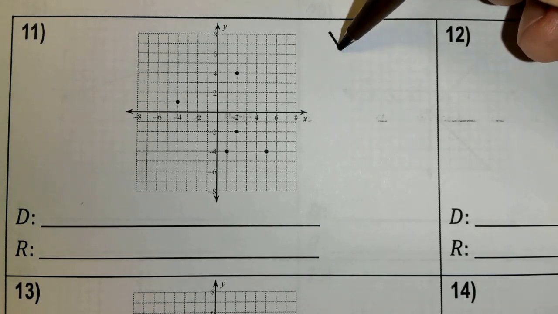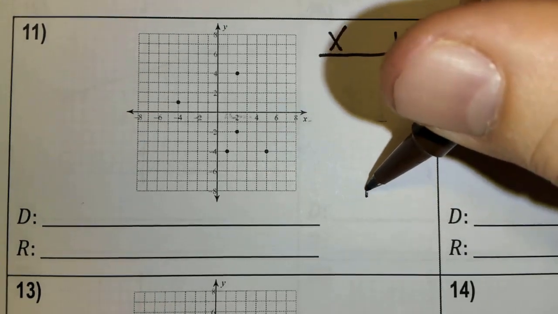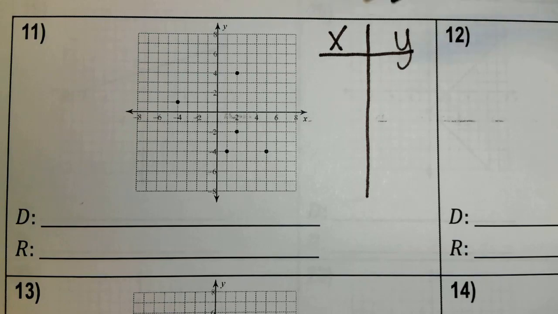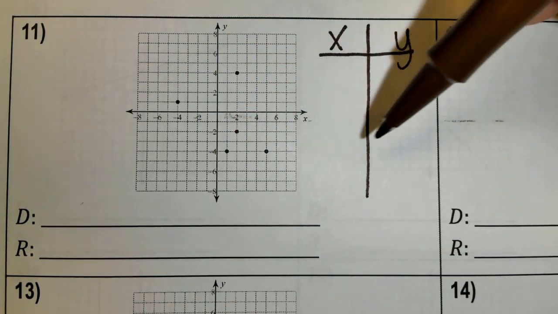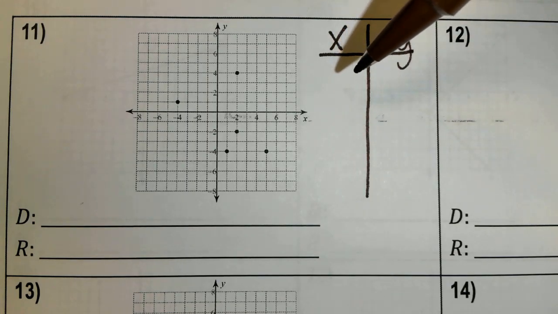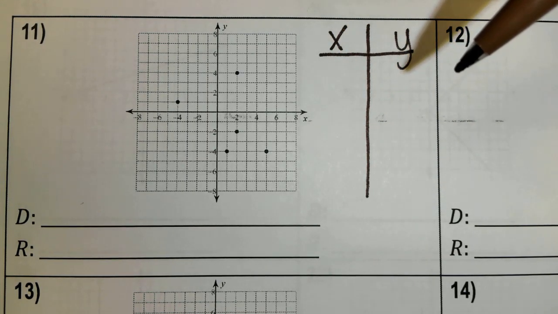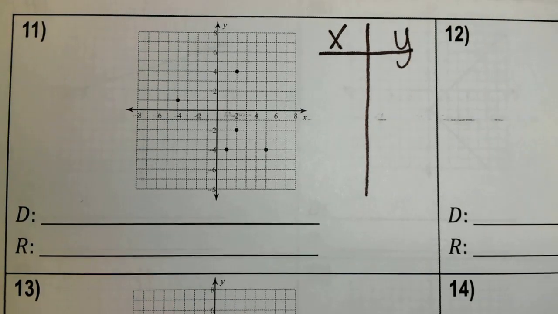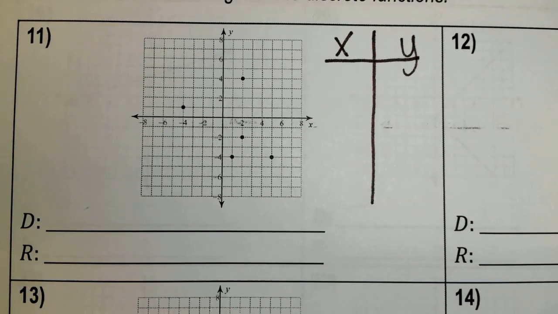So what I'm going to do is make a table. So I have x and y. And I'm going to list the coordinates for every point that I have on here, and that way I have domain on my x and range on my y. If you just list them out on a table, you already have them separated by domain and range. So if this is helpful, then do this.